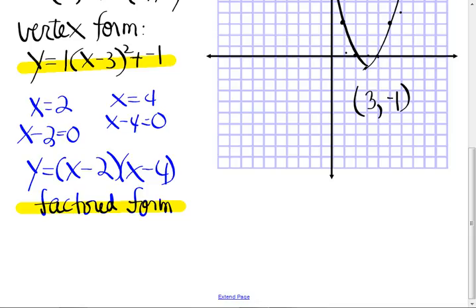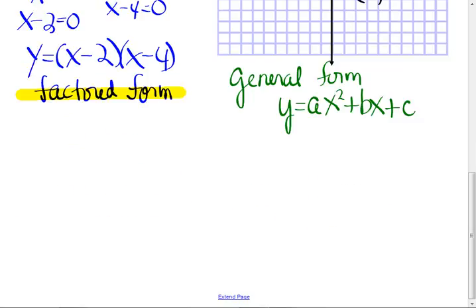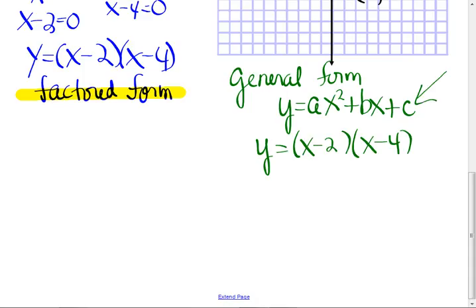And what is this in general form? Do you remember what general form looks like? y equals ax squared plus bx plus c. You have a quiz question on this today. So I should be seeing eyes looking at me. How do I go from y equals (x minus 2) times (x minus 4) into general form? What are you going to do there? Jack, you know? That's right. Multiply it out.